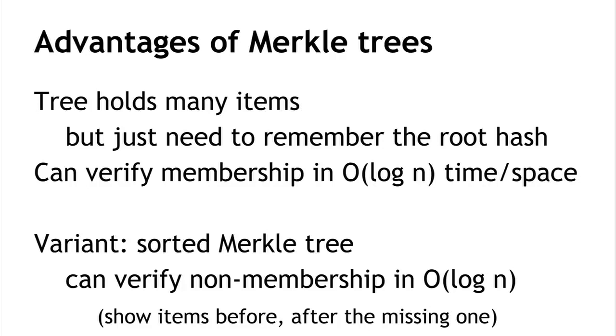And the way we do that is simply by showing a path to the item that's just before where that item would be and just after where it would be. And then we can say, look, both of these items are in the Merkle tree, they're consecutive, and therefore there's no space in between them. There's nothing in between them, and so the thing that we're trying to prove non-membership of can't be there.